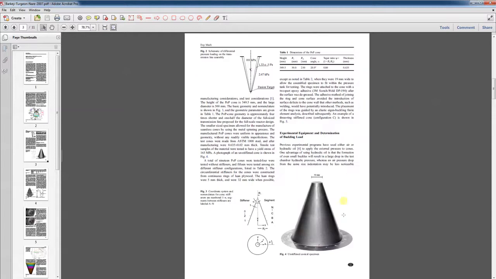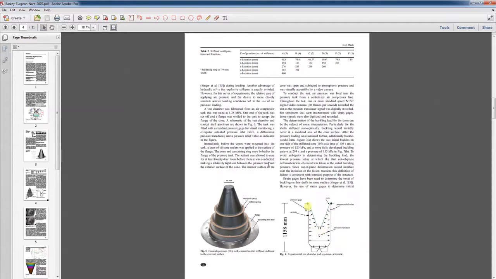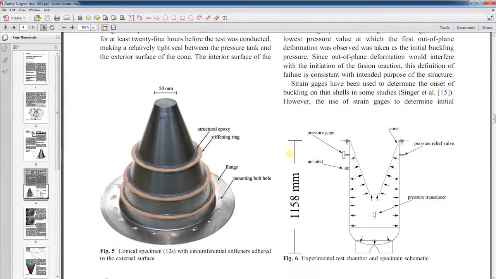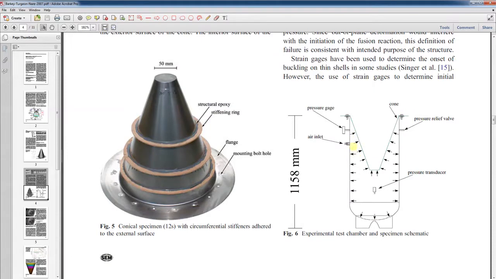So here's basically what one of these cones looks like, and there's some nomenclature that we'll get into, but it has a large diameter on this side, a smaller diameter on this side. And to test these, I put them in a pressure tank with this air pressure acting this way on the cone surface, and then it would cause this to buckle into kind of a lobe shape once the critical buckling pressure was reached. And then to get the stiffening, we put stiffening rings on here. I had these adhered with structural epoxy.